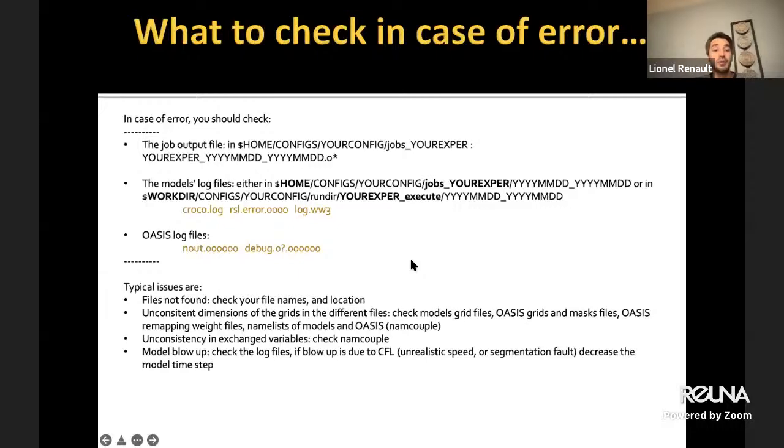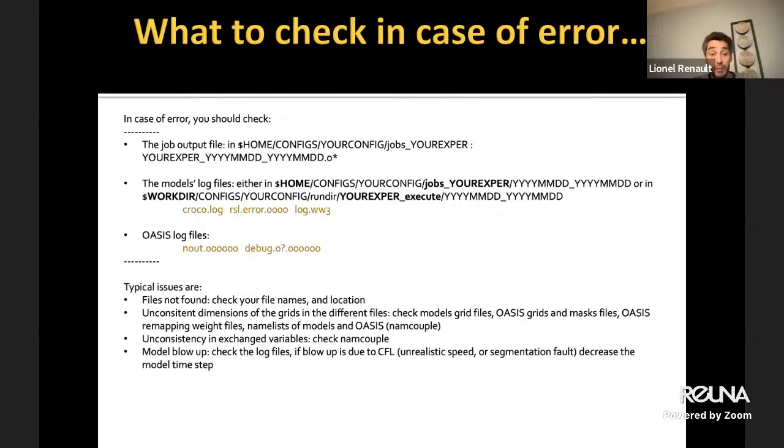Sometimes you can have inconsistencies between the dimensions of the files. In that case, you want to double check you are using the right grid from WRF, from CROCO or WaveWatch. And sometimes we can have inconsistencies in the OASIS namelist. In that case, we want to check whether we are exchanging the actual variables we want to exchange. For example, SST, currents, wind.